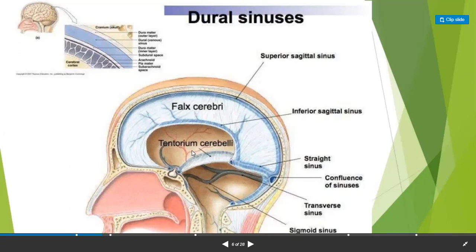The free margin of the falx cerebri also shows one dural venous sinus, which you call the inferior sagittal sinus. Along the attached margin of the tentorium cerebelli, you will have one more sinus, which is called the straight sinus.